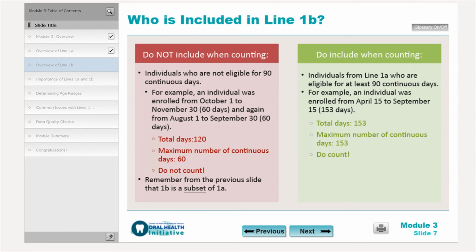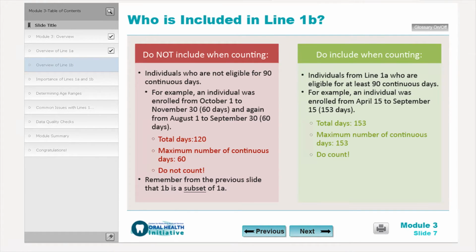As with Line 1A, it is important to know who to include and not to include in the count for Line 1B. When counting individuals for Line 1B, do not include individuals who are not eligible for 90 continuous days. For example, an individual was enrolled from October 1st to November 30th, a total of 60 days, and again from August 1st to September 30th, another 60 days. The total number of days this person was enrolled is 120 days, but the maximum number of continuous days he was enrolled is only 60 days. You do not count this individual because this person was not enrolled for at least 90 continuous days.